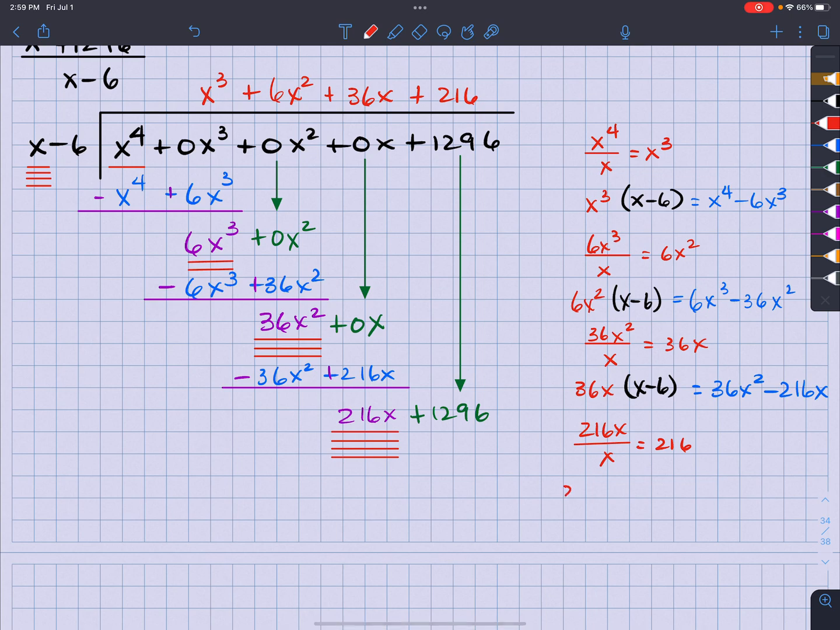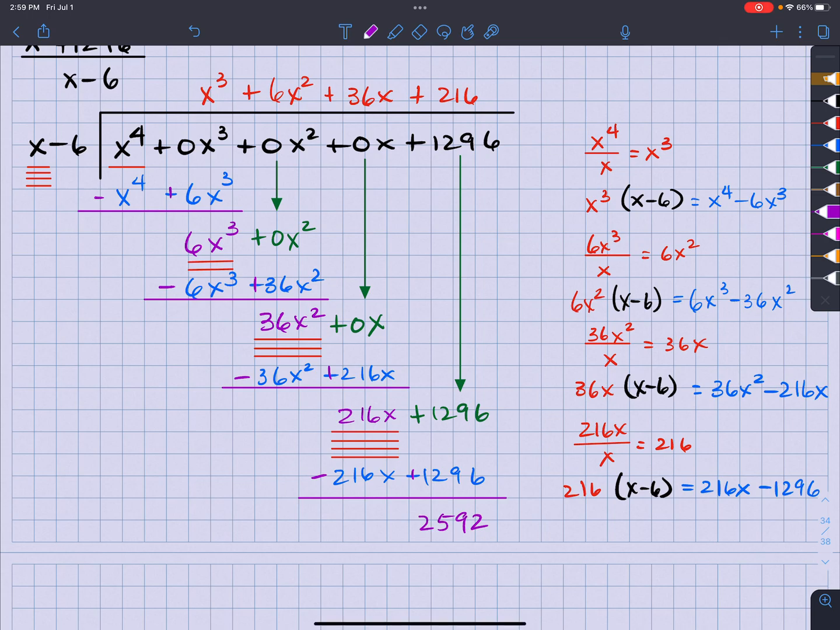Now I take the 216 and multiply by x minus 6, and I get 216x minus 1296. I transfer that over here: 216x minus 1296. Flip the signs and add. And I'm going to have 2592, and that would be my remainder.